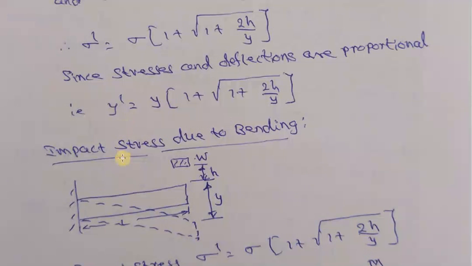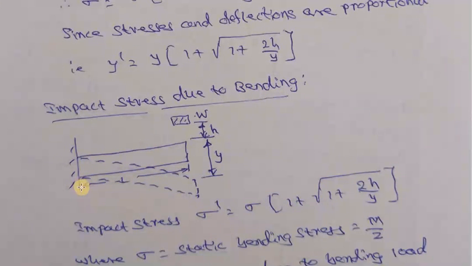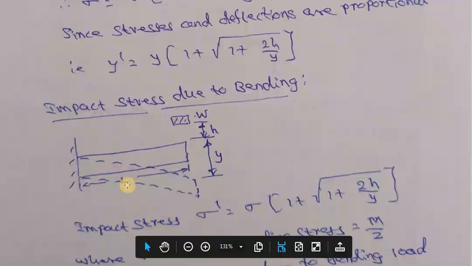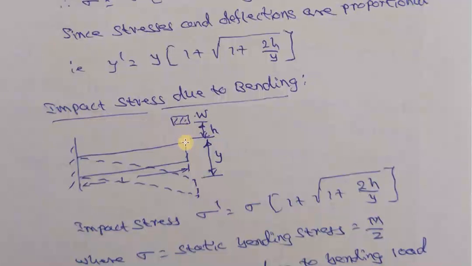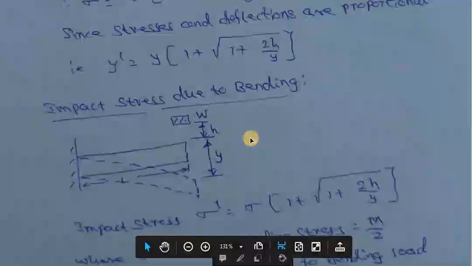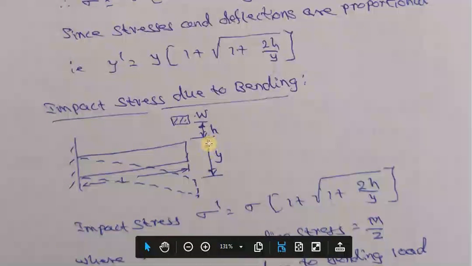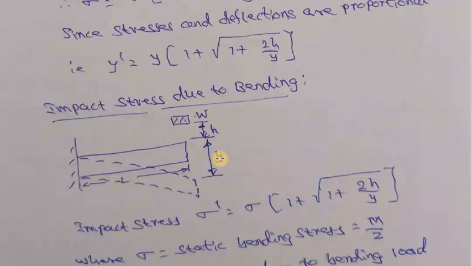Now I will go for the same equation with respect to impact stress due to bending. I have the example of a cantilever beam here, fixed at one end, having a length L. At the free end, instead of writing a load by an arrow down, I write a load W, which falls freely from a height h. As a result, this cantilever bends down and deflects to the dotted line I have shown. It will move by a distance y. This is nothing but the instantaneous deflection.